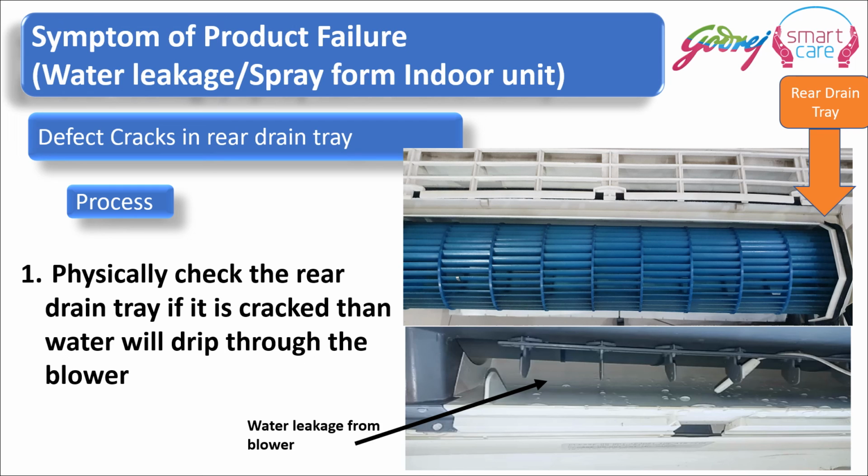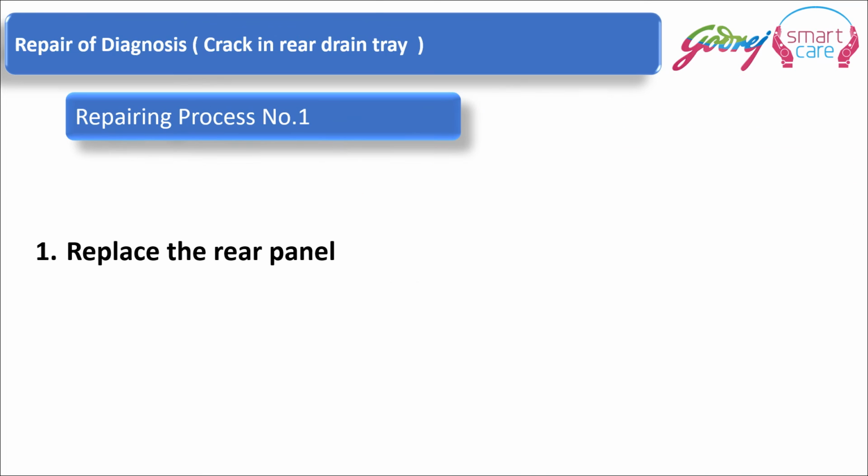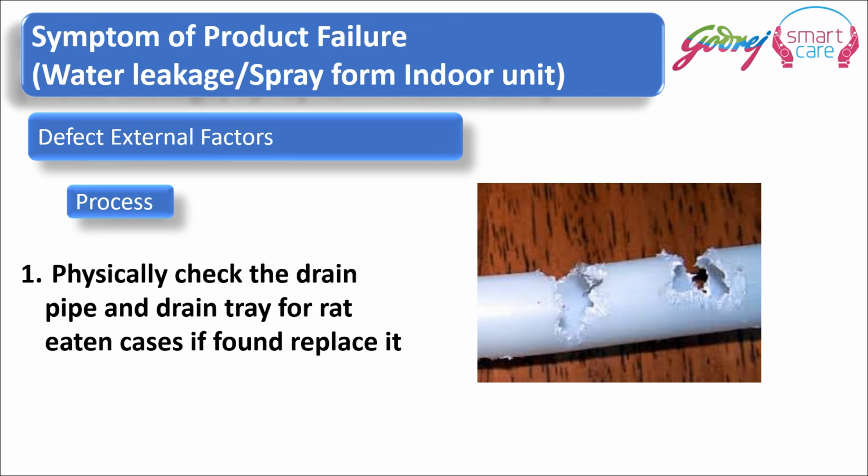Cracks or defects in the rear drain tray: if there are any kind of plastic defects, or plastic flashes through which the water droplets can hold on and trickle down, then we have to check for such defects in plastic. And if there are some cracks, then we have to replace that entire plastic part. We have to replace the rear panel in such cases if the drain tray is cracked.